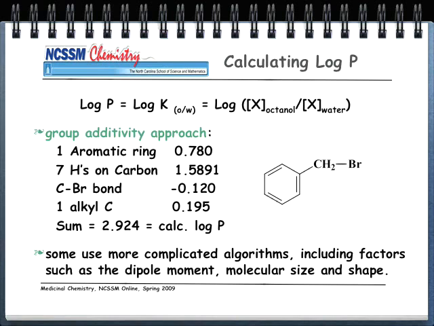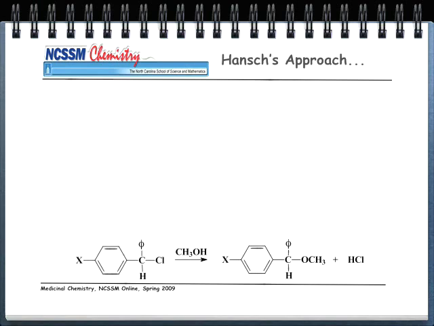And certainly, this is a very simple or actually simplistic approach. There are many more complicated algorithms, in fact, including factors such as dipole moment, molecular size, and shape. So there's lots of ways of computationally or mathematically figuring out the log P, so we don't have to do this experimentally.